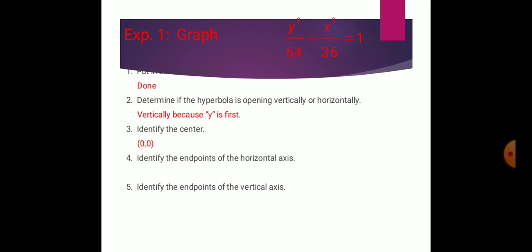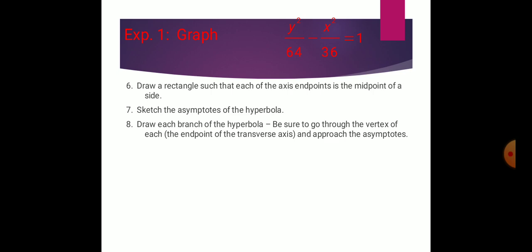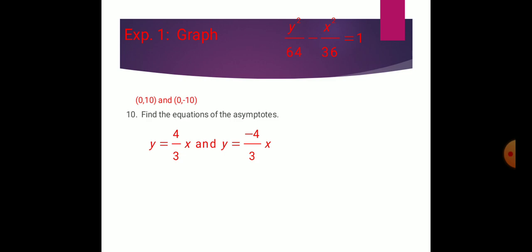Then 4, identify the endpoints of the horizontal axis: (6, 0) and (negative 6, 0). 5, identify the endpoints of the vertical axis: (0, 8) and (0, negative 8). Draw a rectangle such that each of the axis endpoints is the midpoint of a side. Sketch the asymptotes of the hyperbola. Draw each branch of the hyperbola. Be sure to go through the vertex of each, the endpoint of the transverse axis, and approach the asymptotes.